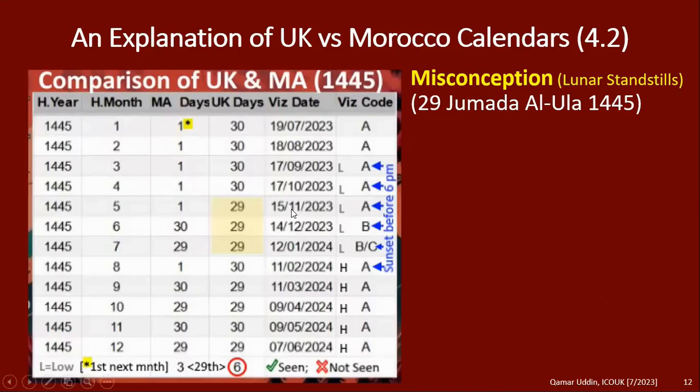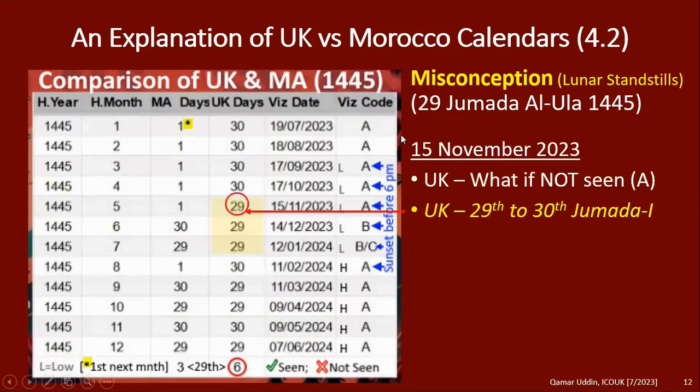And as you can see on this calendar, this is talking about the future. It may or may not happen like this. So 15th of November is 29th of the month, 29th Jumada al-Ula, 1445. So 15 November 2023, that's next winter coming up. It's code A. We should be able to easily see it, but the moon is going to be very, very low on the horizon, maybe 2-3 degrees, but it will be about 20, 25, 30 degrees far away from the sun. So we should be able to see it with a clear horizon.